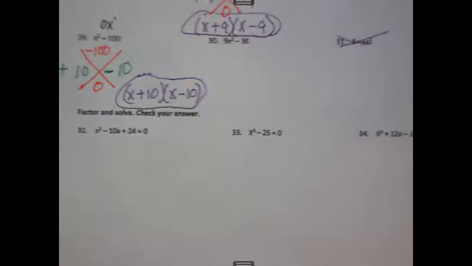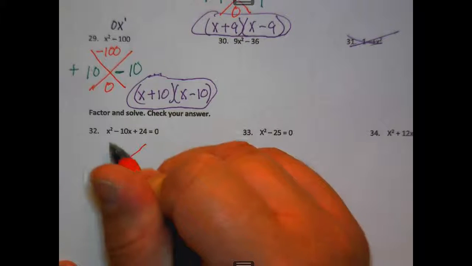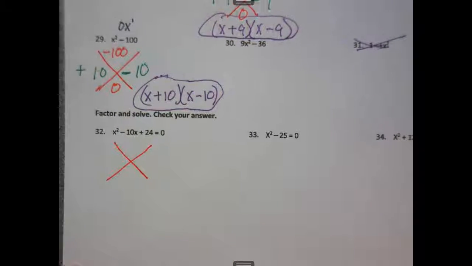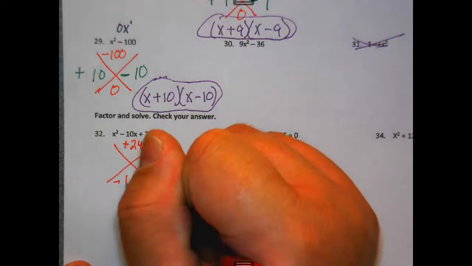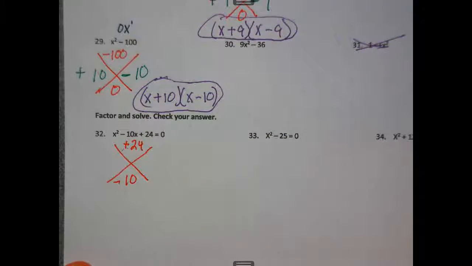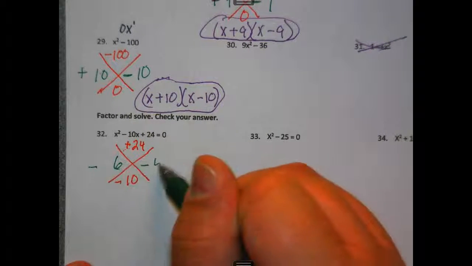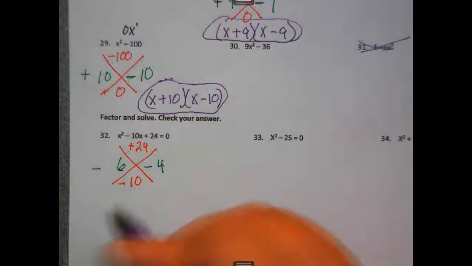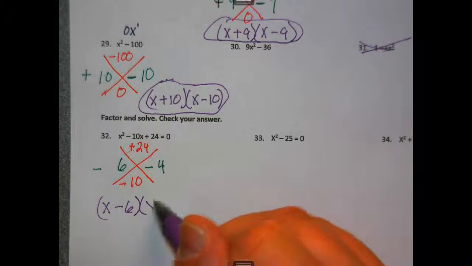And then we're going to actually factor, then solve. So 30, let's do 32. My a is 1. So my c is positive 24. My b is negative 10. Two numbers that multiply to a positive and add up to a negative. That means these both have to be negative. How about 6 and 4? So I get x minus 6 times x minus 4.